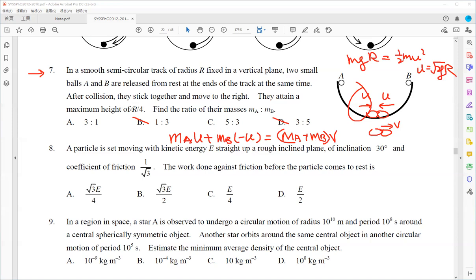Then how can you relate the R over 4? They stick together, so you can just consider them as a whole object with mass big M. So just half big M v squared equals Mg R over 4. Okay, then that's it. I think the answer is C.